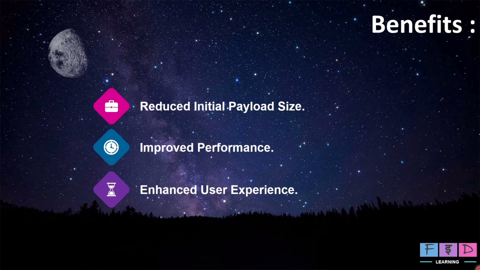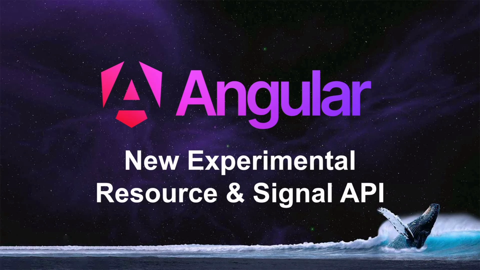Okay, so to conclude, incremental hydration in Angular 19 offers a powerful tool for optimizing application performance, and by loading application features selectively, developers can build faster, more efficient, and more user friendly applications. Now, let's move on to the next feature, the new experimental resource and signal API. We will start by covering the resource API, followed by the signal API.